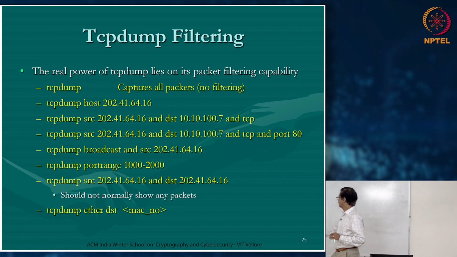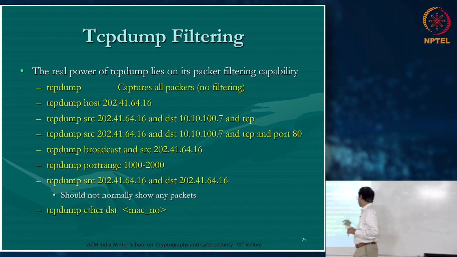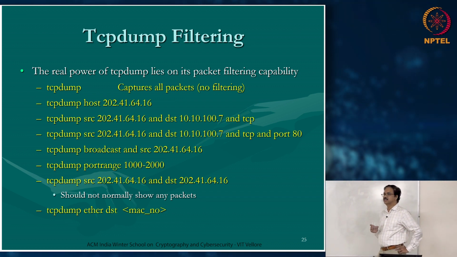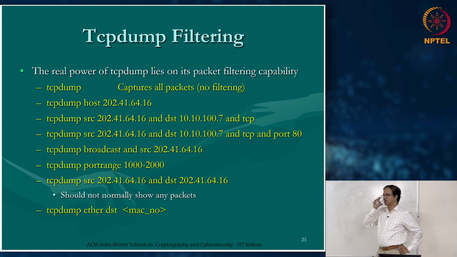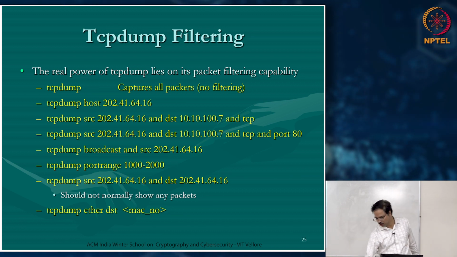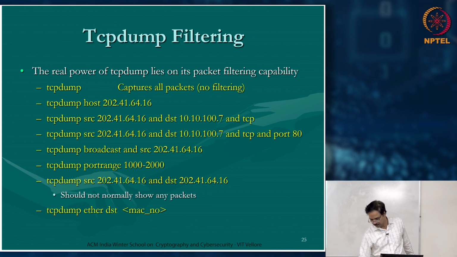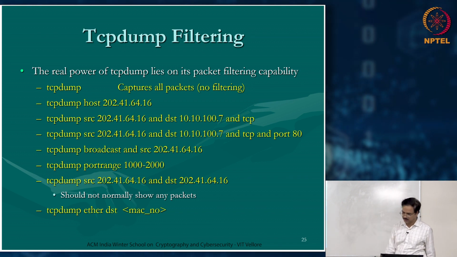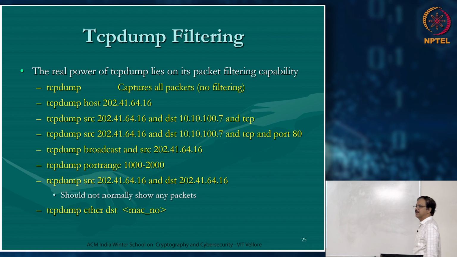I am saying tcpdump, source is this, destination is this, and both source and destination are essentially the same. What would happen? Ideally, you should not see any traffic, right? But if there is somebody still spoofing a number, you will still get it. So that is the reason you should try these combinations.